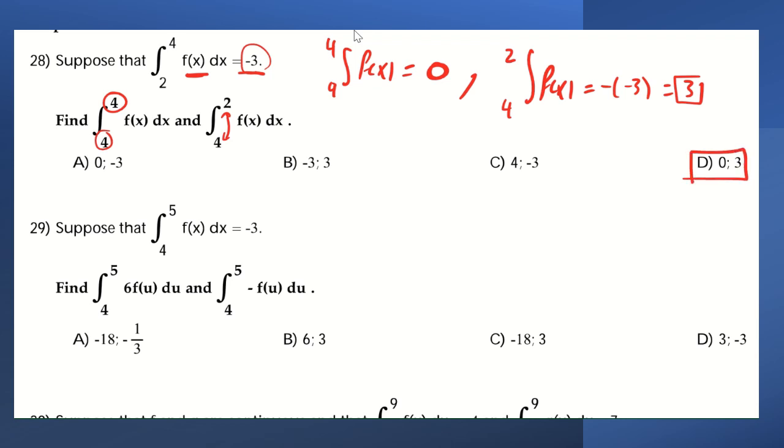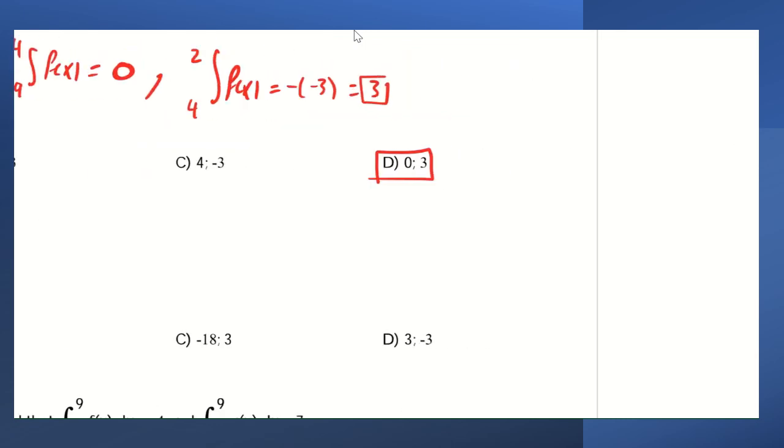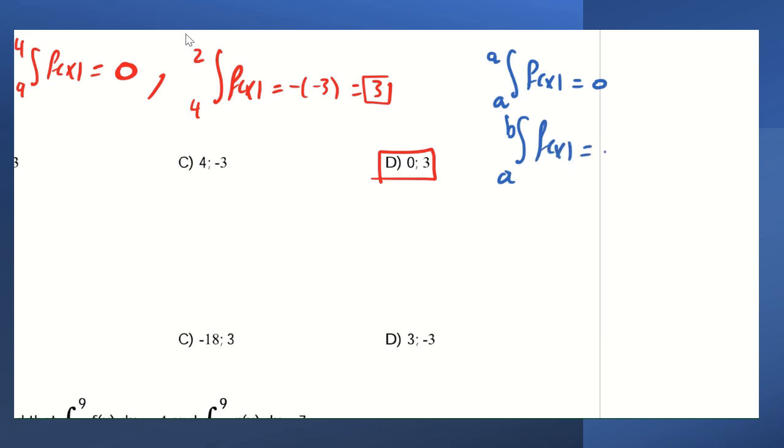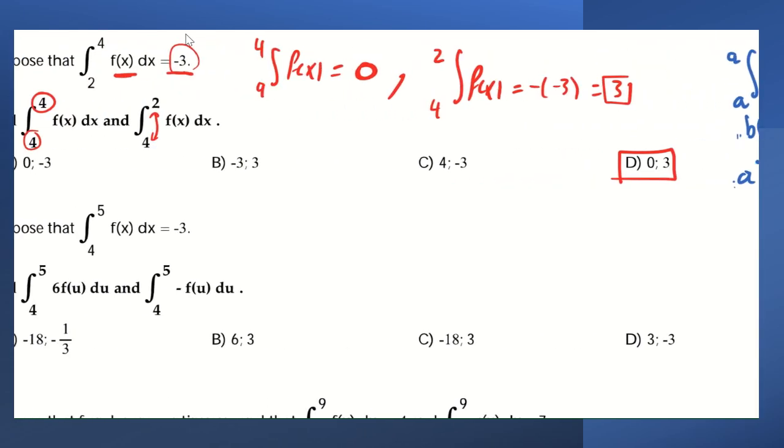So put this rule in your mind: the integral from a to a for any function is equal to 0, and the integral from a to b of a function is equal to negative the integral from b to a for the same function. So if you flip the values of the boundaries from a to b to b to a, you flip the answer. If it's positive, it becomes negative. If it's negative, it becomes positive.